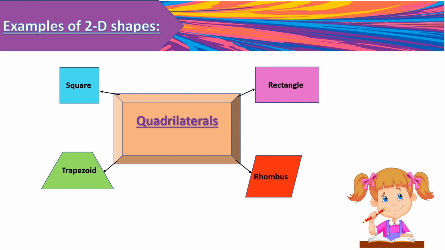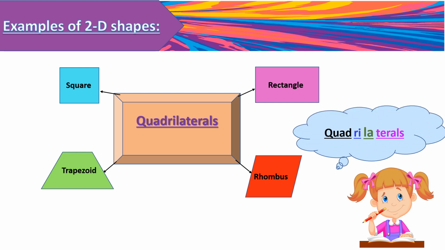Now we have some shapes. They are called quadrilaterals. How can we pronounce this long word? We can get our scissors and cut this word into small syllables like this. Quadrilaterals. Quadrilaterals like what? Square, rectangle, trapezoid, and rhombus.